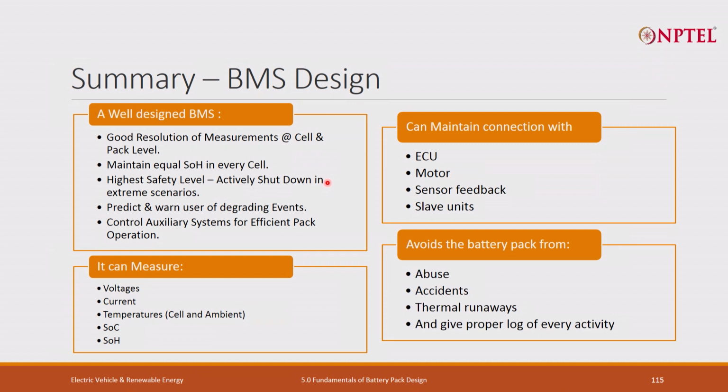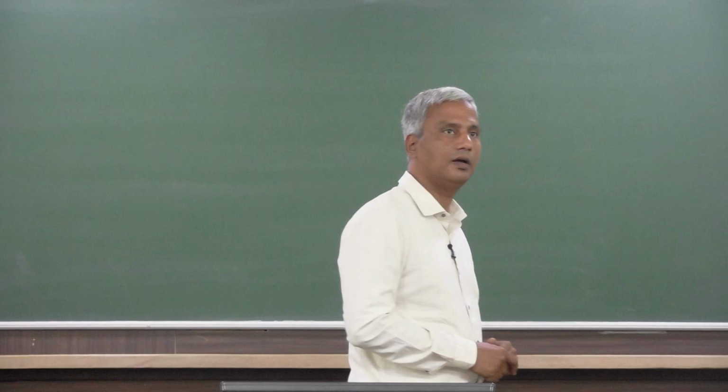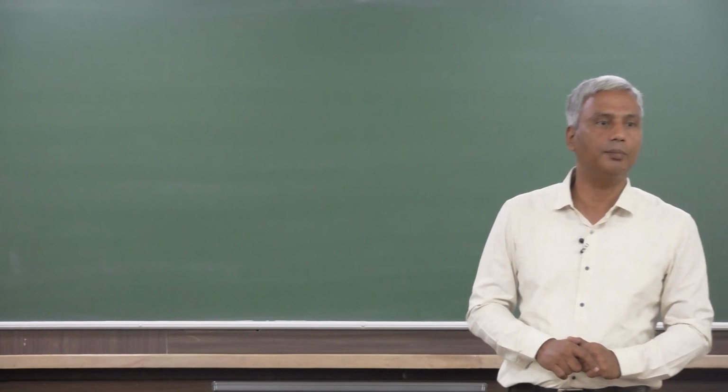Protect the battery packs from the BMS. The BMS should protect in case of any abuse, in case of accidents, like if the vehicle has toppled over, it should disconnect. In case of thermal runaways, what could be the preventive action? It should give a proper log of each and every activity, so that you can diagnose, run analytics, and make design upgrades in the next version of the product. So with that, I end the fundamental design of the battery pack.